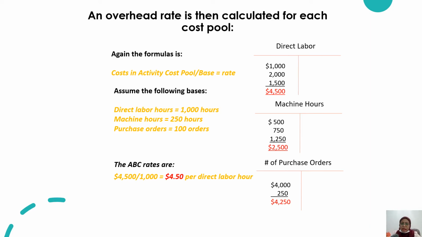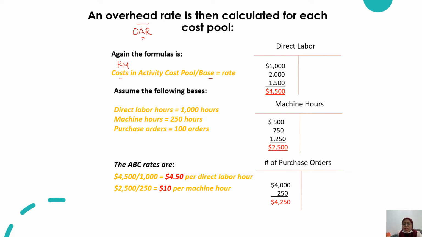Next, an overhead rate is then calculated for each cost pool. Okay, overhead rate we have covered previously as well. This overhead rate, OAR, is the overhead absorption rate. So the formula is cost divided by basis. Cost is usually expressed in RM or dollars. The basis depends on whatever basis units. Okay, all right.